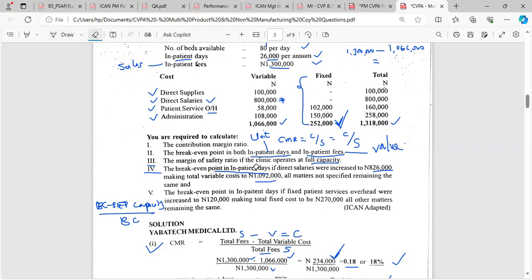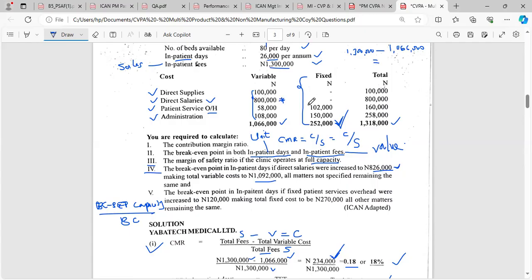Yes, which is clear. If we take out this 800,000 and replace it with 826,000 and add all the figures down, what we should now be having is 1,092,000 instead of 1,066,000. All matters not specified remain the same. So the only thing changing under IV is the direct salaries, to 826,000 from 800,000.